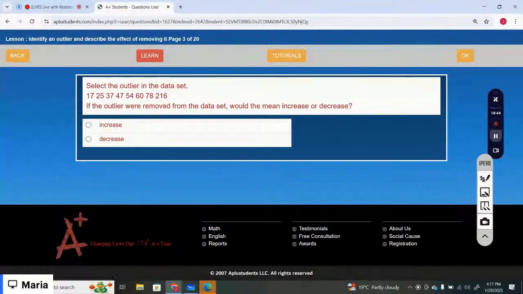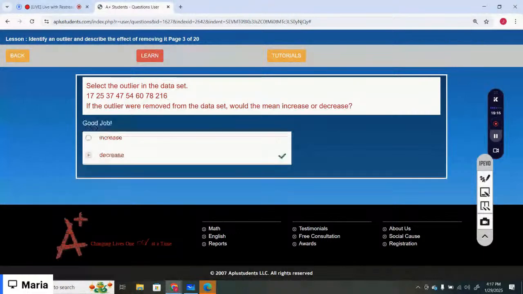Select the outlier in the data set. 216 is the outlier. If we remove 216, then the mean is decreased. Option number 2 is the correct option.